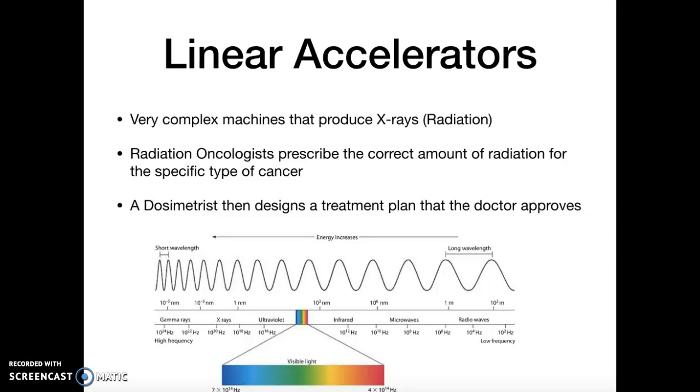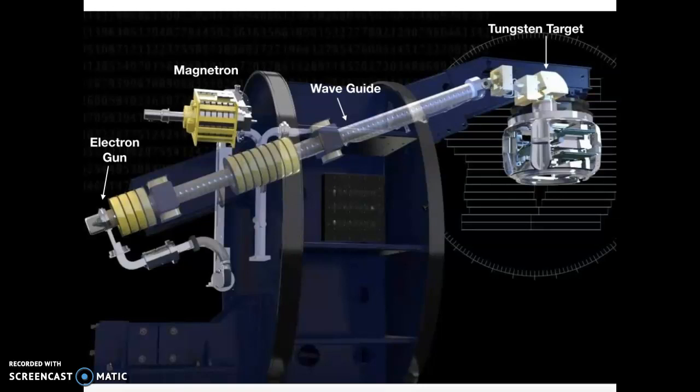And then someone else called the dosimetrist, who has a PhD in physics, will actually design a treatment plan that can take that amount of radiation that the radiation oncologist prescribed, and it designs how it's going to enter into the tumor. And so this is the guts of a linear accelerator, and we'll talk briefly about how they work. The main parts we're going to talk about are a magnetron, electron gun, waveguide, and a tungsten target. So we'll go through those.